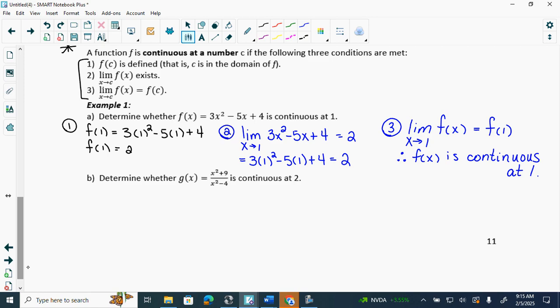So step 1, show the function's value. Step 2, show the limit's value. Step 3, say if they're the same, and if they are, it's continuous. If they aren't, say not equal to, and it's not continuous. That's it. Not a hard concept. Okay? The next one.